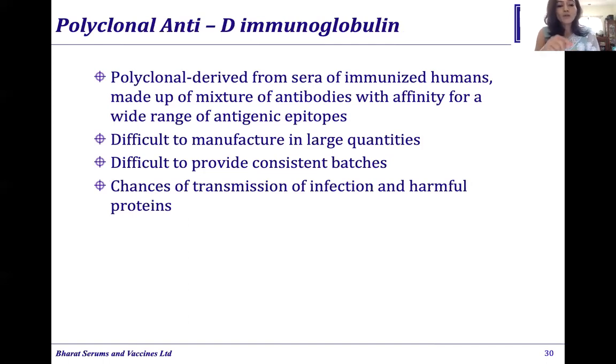We just saw that polyclonal antibody is derived from sera of immunized Rh negative humans who are exposed to Rh positive cells. The problem is there are legal constraints to doing that. You can't simply catch hold of Rh negative humans and go on immunizing them with Rh positive cells. So they are a mixture of antibodies with affinity to a wide range of antigenic epitopes. It is difficult to manufacture in large quantities. There are constraints because the source is limited. It is difficult to provide consistent batches. And of course, transmission of infections and harmful proteins is there.